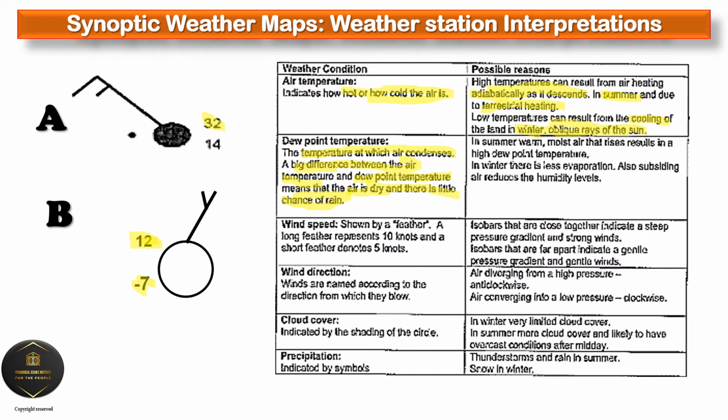So in summer, moist air rises, and we know that after it rises, it results in a very high dew point temperature. And in winter, there is less evaporation, right? So we also have subsiding air, so the humidity rate decreases, and that is why we may have a lower dew point temperature in winter.